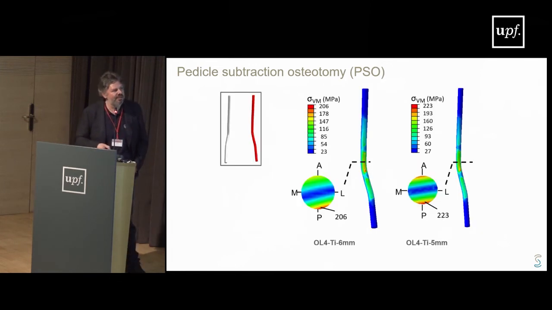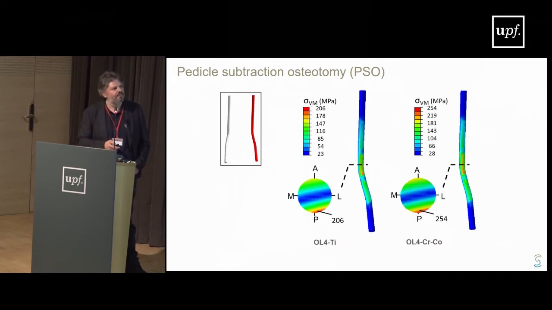That's the configuration with titanium rods, single rods, 6 millimeters and 5 millimeters. We see that there is an increase. If we decrease the diameter, the maximal stress in the rod will increase by approximately 10%, which is quite a lot, actually. This is the flexion condition. I will just show flexion to you because we demonstrated that flexion is the condition in which we have the highest stresses. So it's the most relevant for this type of analysis.